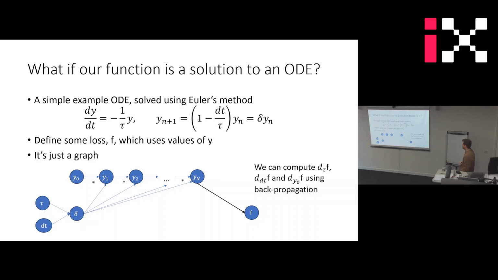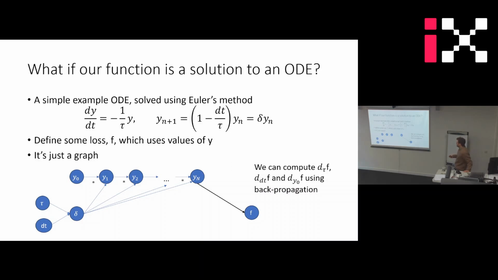It could be the decay of radioisotopes or something. And a way to solve this is this Euler method here. So we split up time into little steps dt, and then we step forward in time by just repeatedly multiplying our previous number of radioactive isotopes by this thing here. And you can see this is less than 1, so they decay slowly over time. And so then we combine our initial condition, y0, our decay rate, tau, the time step we take, and then we just multiply these together, and that gives us a graph that computes the solution to this ODE.